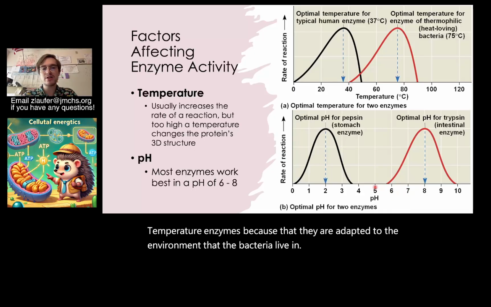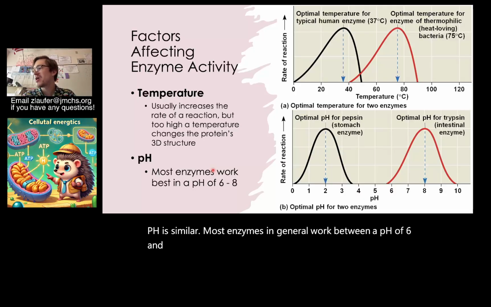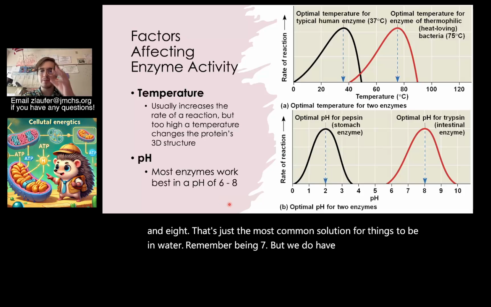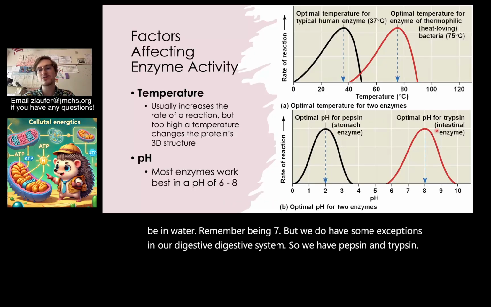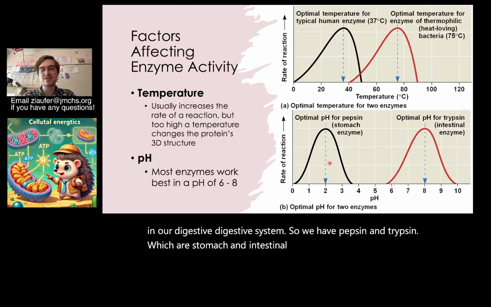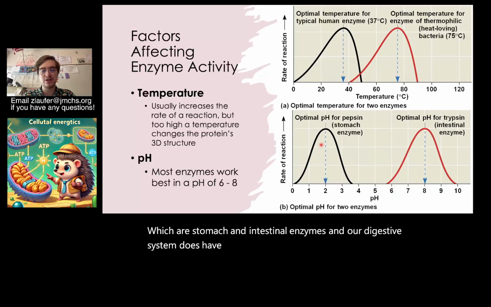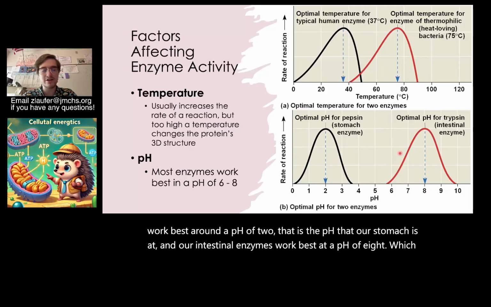pH is similar. Most enzymes in general will work between a pH of 6 and 8. That's just the most common solution for things to be in. Water, remember, being 7. But we do have some exceptions in our digestive system. So we have pepsin and trypsin, which are stomach and intestinal enzymes, and our digestive system does have a separation of pH. Our stomach enzymes work best around a pH of 2, which is the pH that our stomach is at. And our intestinal enzymes work best at a pH of 8, which is, again, what our intestines are at.